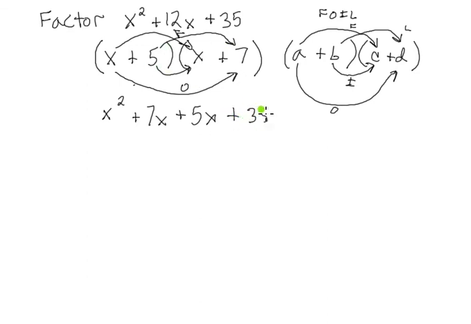positive 35, so we can add these two middle terms to get x squared plus 12x plus 35. So we can see that this factorization down to these two binomials was in fact the correct result.